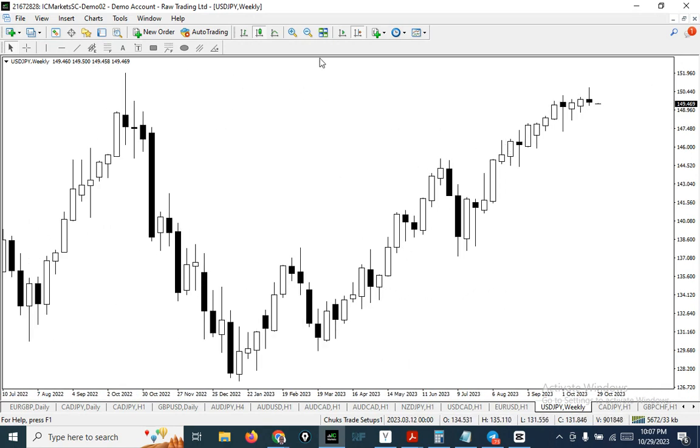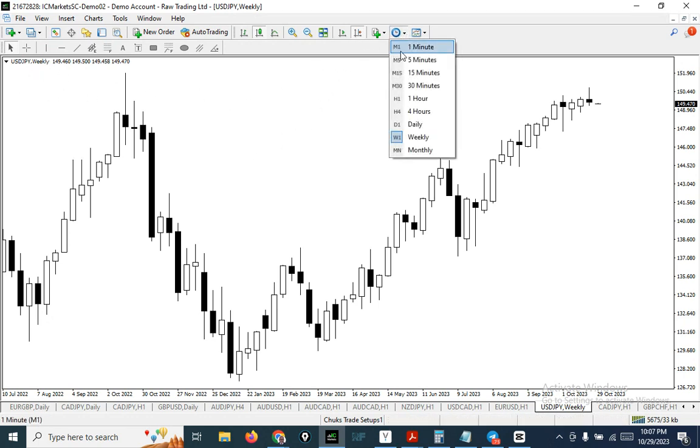So now, on the weekly time frame, what is this market doing? The market is making a series of higher highs and higher lows, repeated over and over, and a higher high. So this market is also in an uptrend from the weekly time frame perspective.